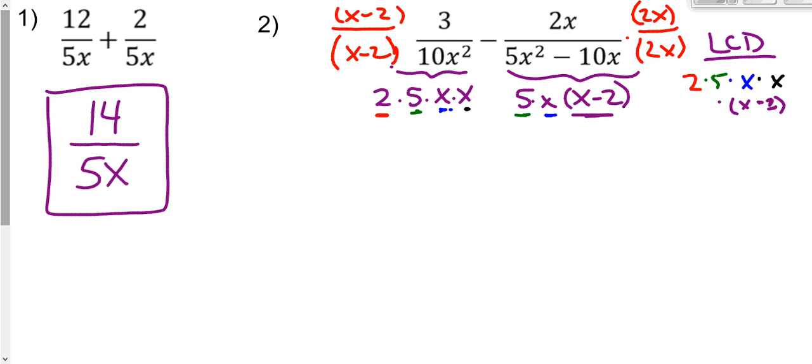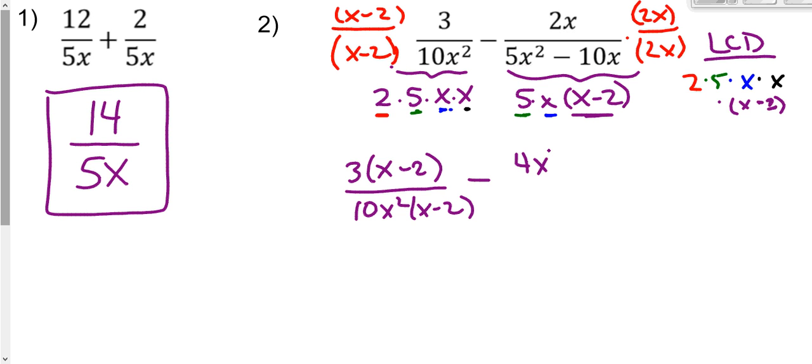All right, now what do we have? The first fraction is 3 times x minus 2 over the common denominator. We could write it out as 10x squared times x minus 2, minus the second fraction, which is 4x squared over 10x squared times x minus 2.